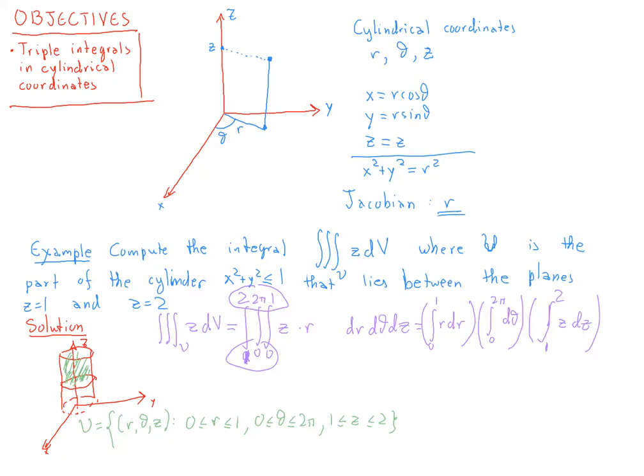So for r, the antiderivative is r squared over 2. You want to go from 0 to 1, and that gives you 1/2. For the middle integral, it's just the length of the interval, so it's 2 pi. And for the last one, it's again z squared over 2, but this time you want to go from 1 to 2, so it's 4 minus 1 is 3/2, 3 over 2.